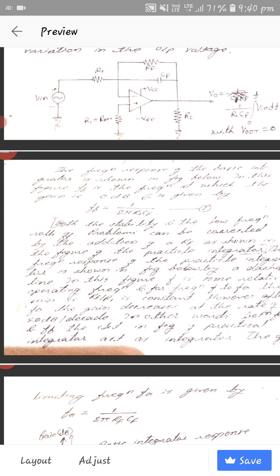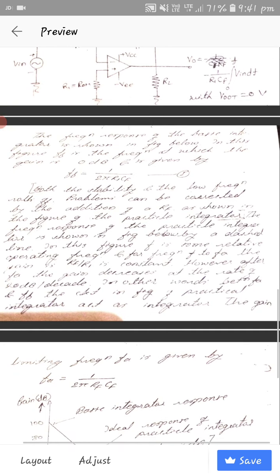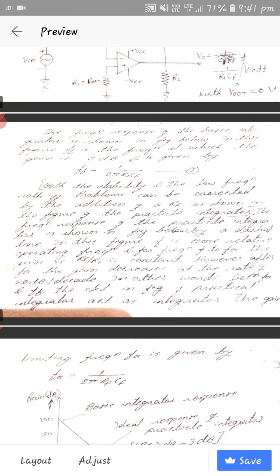The feedback frequency is equal to 1 upon 2 pi R1 CF. This is equation number 1. In that, both the stability and the low frequency problems can be solved by the addition of a feedback resistor.